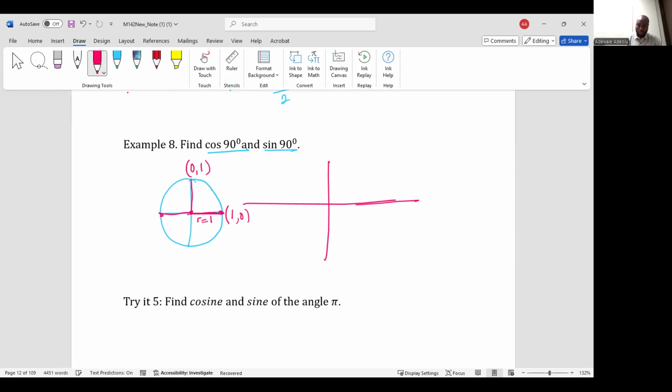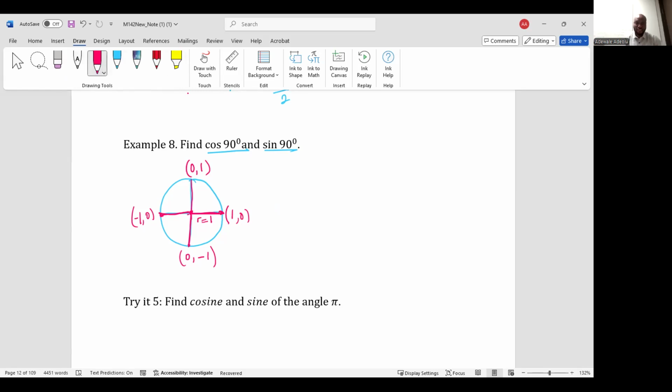What about this point here? x is -1 because it is the negative x-axis. So here, -1 and y is 0. And what about here? So this point, x is 0 and y is -1, right? Because this is the negative y-axis here, -1.